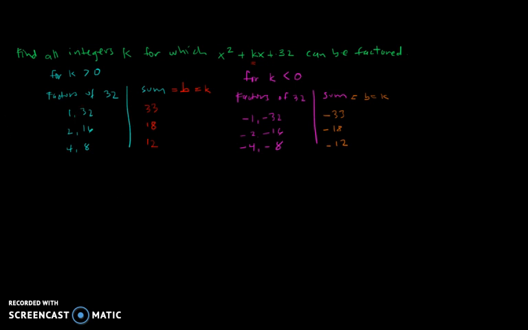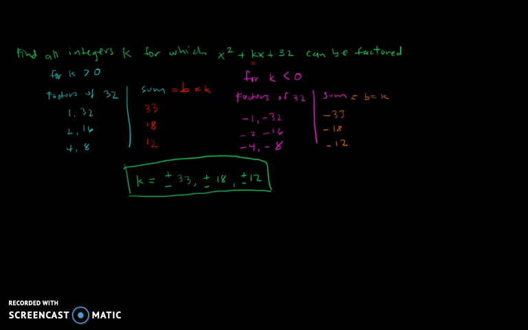Therefore, the list of all integers k for which x squared plus kx plus 32 can be factored is k equals, taking the positive and the negative, plus or minus 33, plus or minus 18, and plus or minus 12. So here are the values of k for which this expression can be factored.